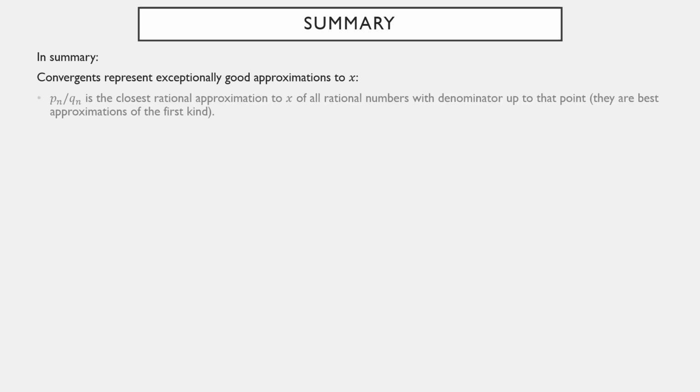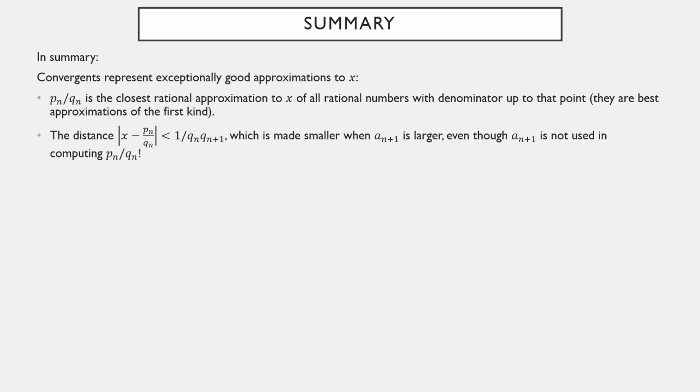All right, 48 minutes in, where are we? Convergents are exceptionally good approximations to our irrational number x. Pn over Qn, the convergent, is the closest rational number to x of all the rational numbers with denominator up to that value. That just says they're best approximations of the first kind. But the distance from x to the convergent Pn over Qn is smaller than 1 over Qn times Qn plus 1.